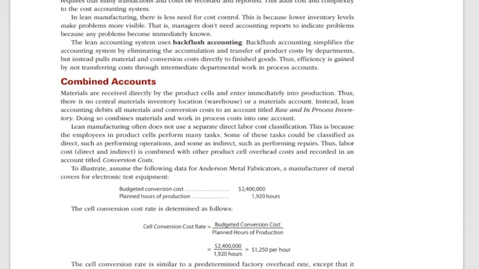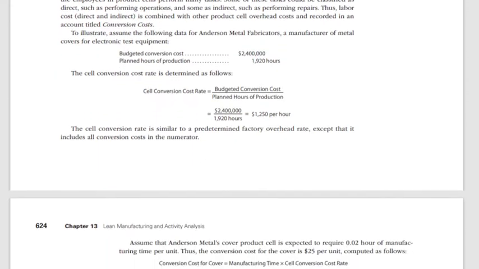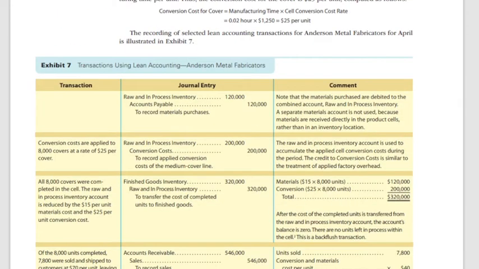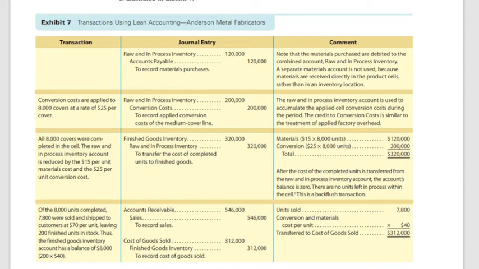Okay, the combined accounts, we already have discussed this. Okay. There are sample illustrations related to the transaction using the lean accounting.